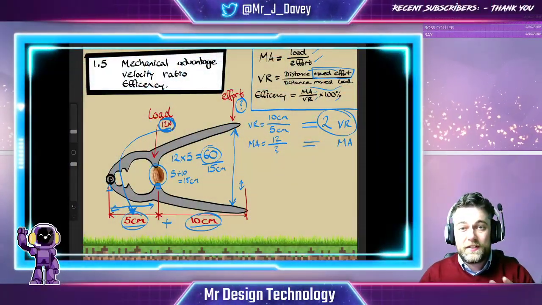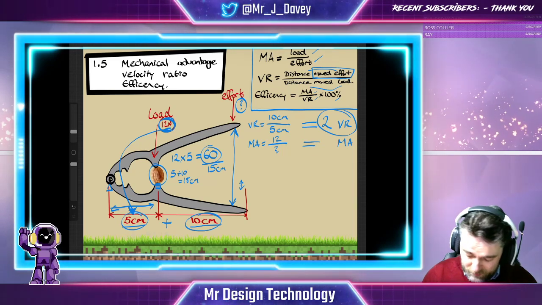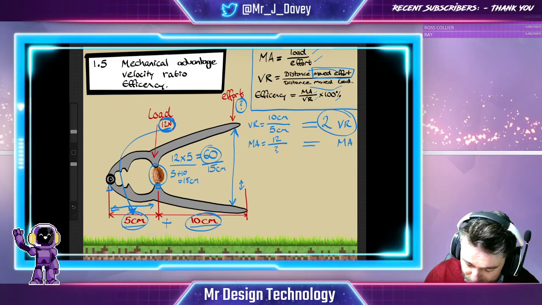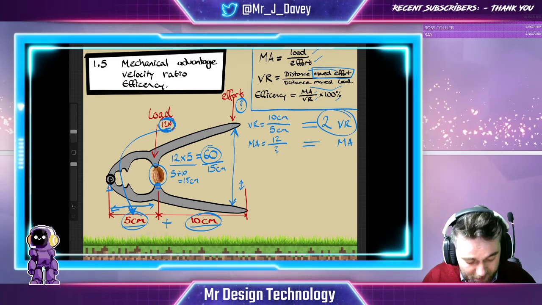Hopefully you got that right. Let's check to see if you did. So we're going to do 12 times 5, which will give us 60, and then we're going to divide that by 15.